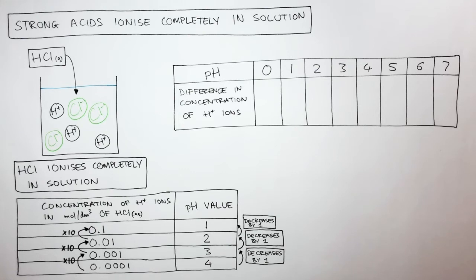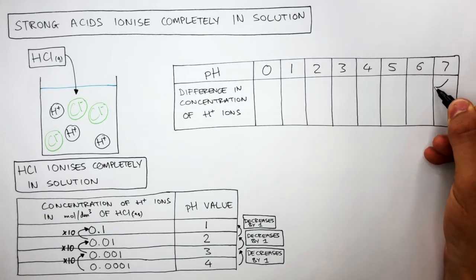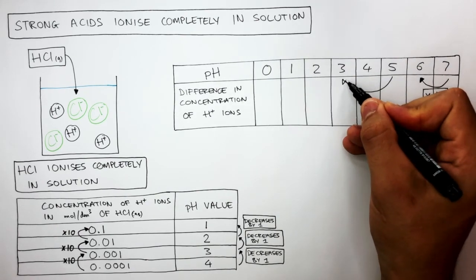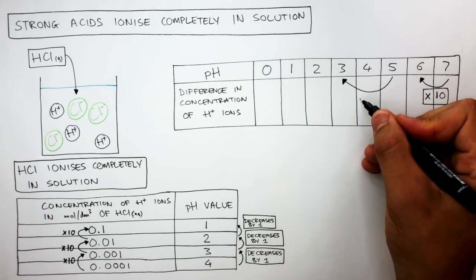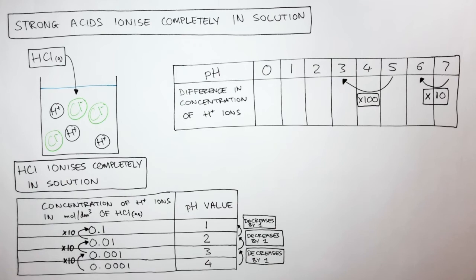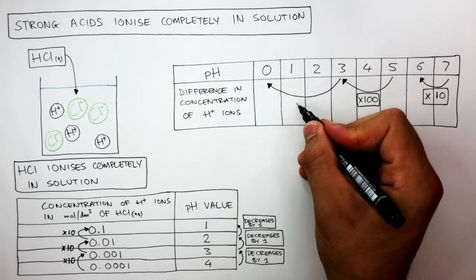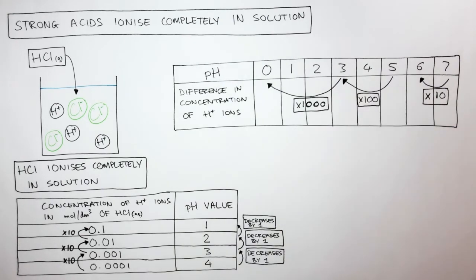So here's a table which compares how the pH changes as the difference in concentration of hydrogen ions changes as well. As the pH decreases by 1 from 7 to 6, the concentration increases by 10 times. As the pH decreases by 2 from 5 to 3, the concentration of hydrogen ions is 100 times higher in a pH of 3 compared to a pH of 5. And finally, as the pH decreases from 3 to 0, the concentration of hydrogen ions is 1,000 times higher in a pH of 0 compared to a pH of 3.